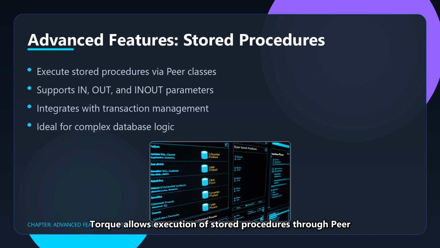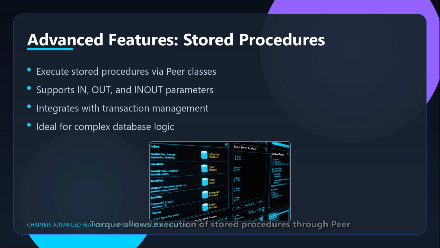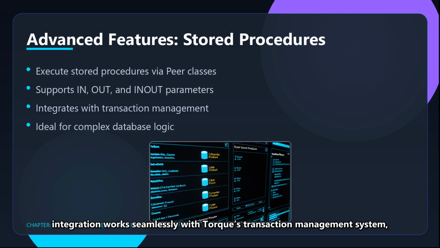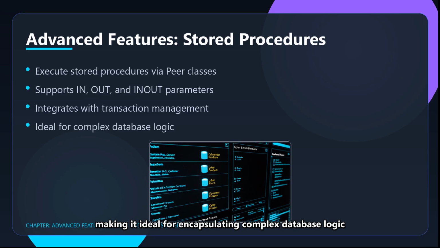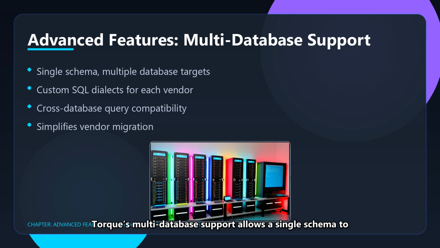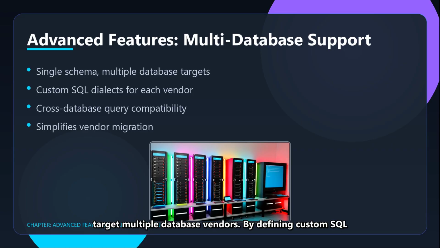Torque allows execution of stored procedures through peer classes, supporting in, out, and in-out parameters. This integration works seamlessly with Torque's transaction management system, making it ideal for encapsulating complex database logic within the database layer itself.